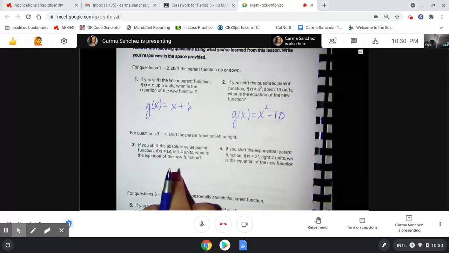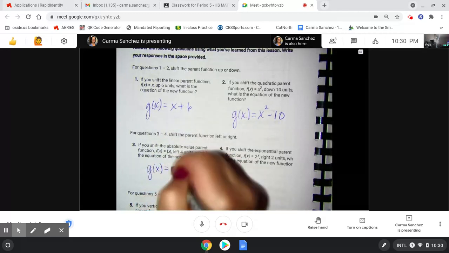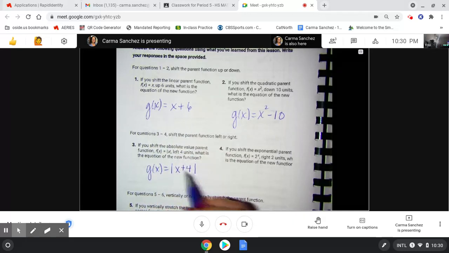If you shift this absolute value graph left 4 units, you're going to take the original function. Everywhere that there's an x, you're going to turn it into a left shift and change it to x plus 4. Here's your function, g of x equals x plus 4.